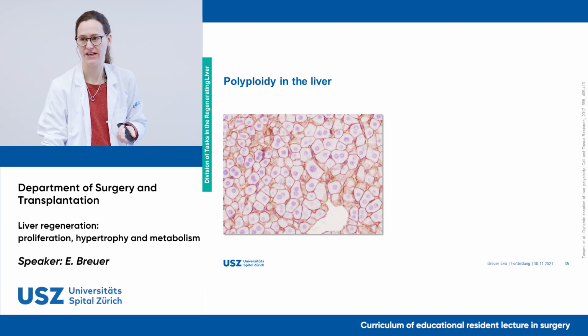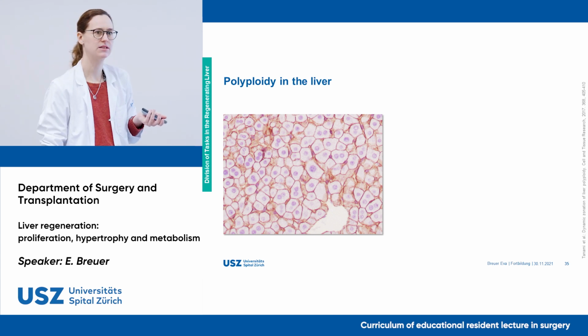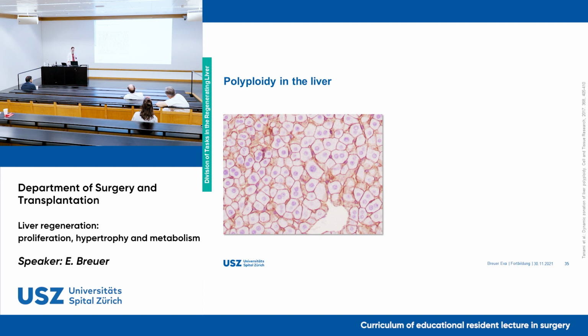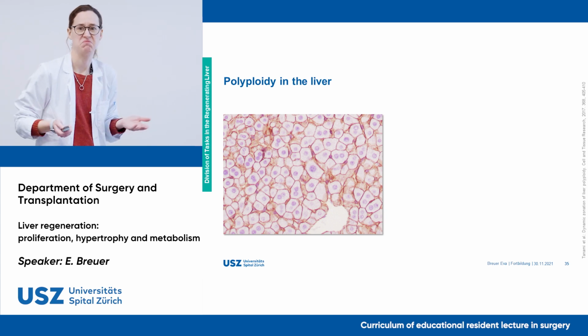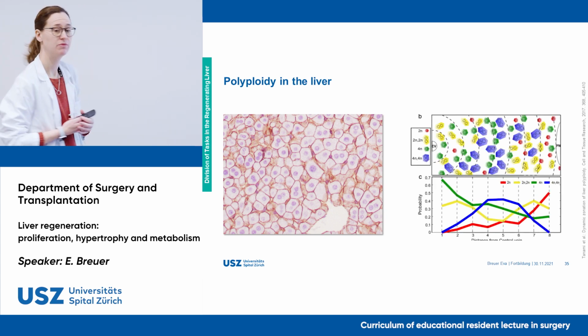A lot of hepatocytes in our body, I think it's more than half in the adult liver, are polyploid. So they have more than one nucleus or more than one set of genetic information. Also, this hepatocyte is huge and it is assumed to be a polyploid hepatocyte. So why do we have this? This is not really known at the moment. But what do we know?